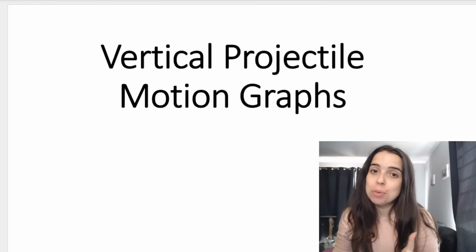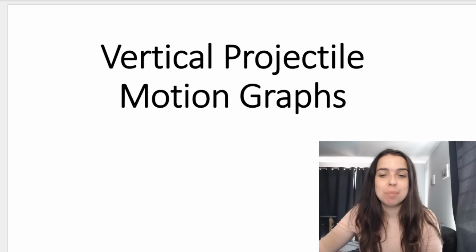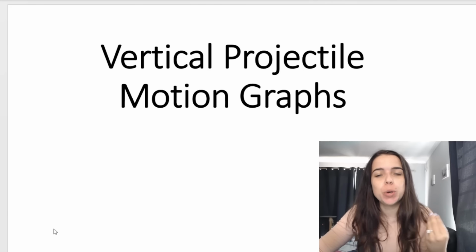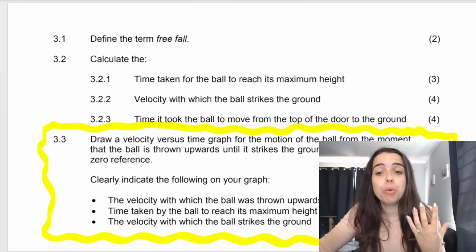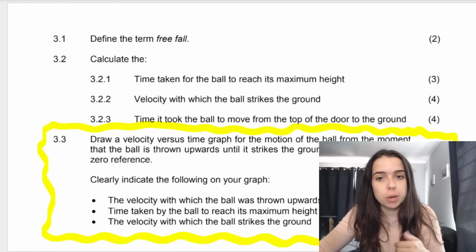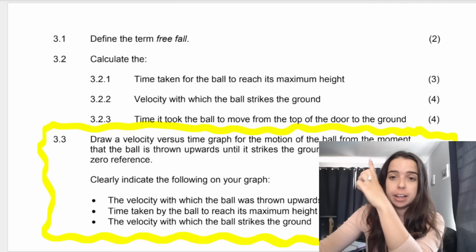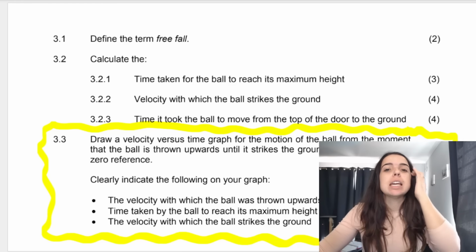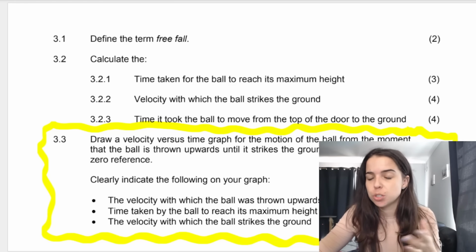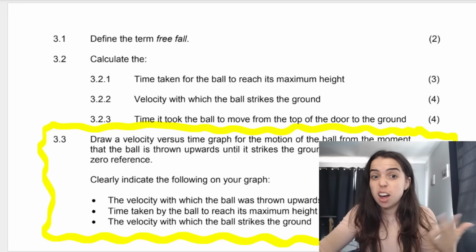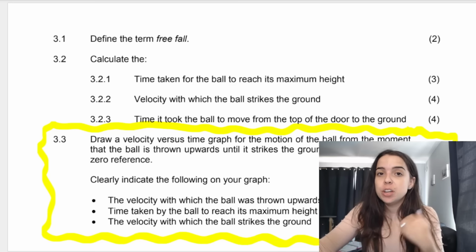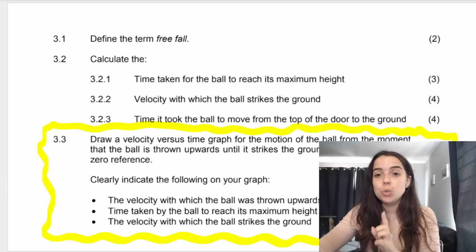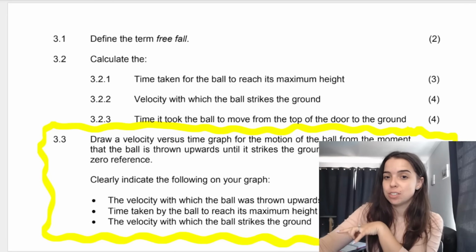Let's go. Vertical projectile motion graphs are a very important section of vertical projectile motion, and it can pop up in your exam in various forms. For example, you can get questions where you actually have to do calculations like 3.2.1 through to 3.2.3. You have to apply the equations of motion to answer different questions, work out velocity, acceleration, time, displacement, all of those things. Then you have to take those values that you've calculated and those that are given and use them to plot or draw a velocity versus time graph.